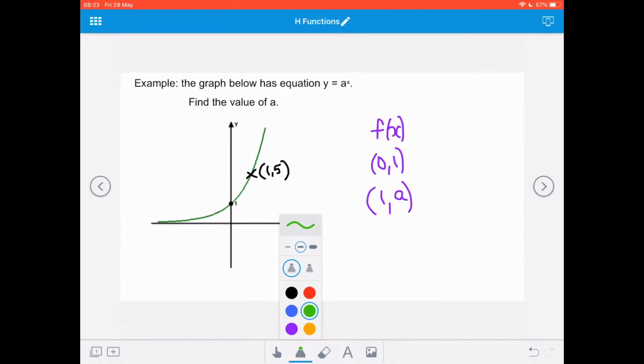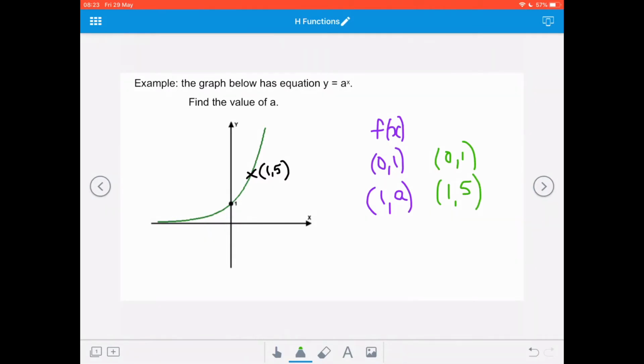Now we want to know what's happening with this function. For this function, it's going through (0, 1), but it's going through the point (1, 5). So this is our y equals a to the x function, and you can see that we can equate the a and the 5 to each other. And so a is going to equal 5. So our curve would be y equals 5 to the power of x.